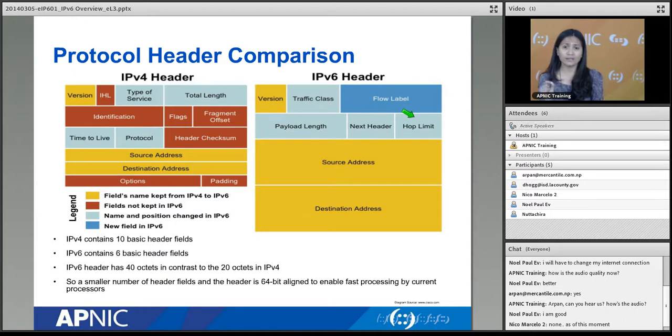All right, so we also have protocol there, but it's now next header in IPv6. Next header shows you, or points you to, the value or what type of packet follows this IPv6 header. Why? Because we have extension headers in IPv6.